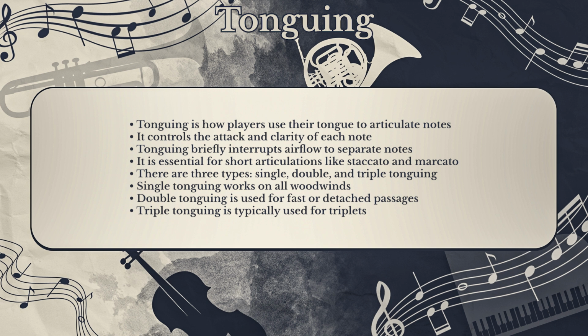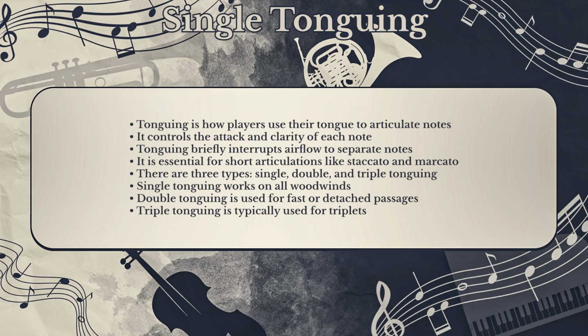There are 3 types of tonguing: single, double, and triple. Double and triple tonguing are more difficult to perform on single and double reed instruments than on reedless ones. Single tonguing can be easily performed on all woodwind instruments. For faster or more detached notes, players use double tonguing, while triple tonguing is typically used for triplets.